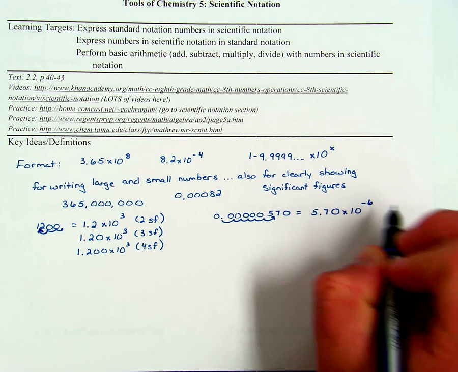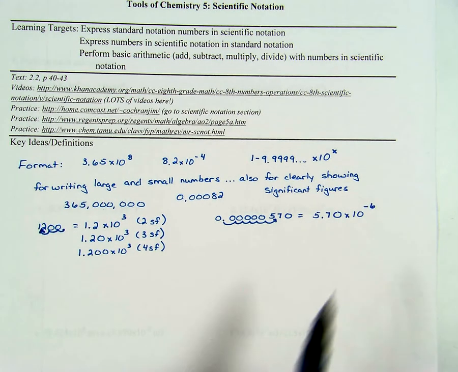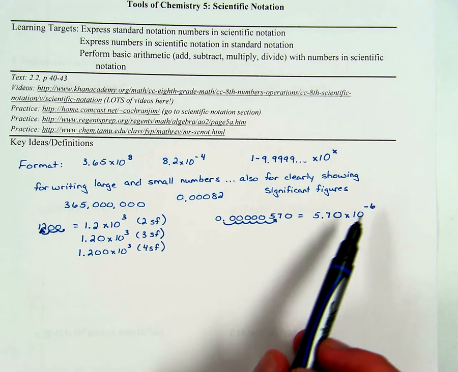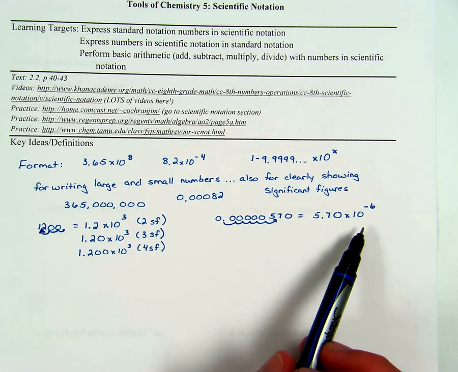So if we go to the right, our exponent gets smaller. It's a negative exponent because our number is less than 1. So I have to multiply by a number less than 1 to make this work.